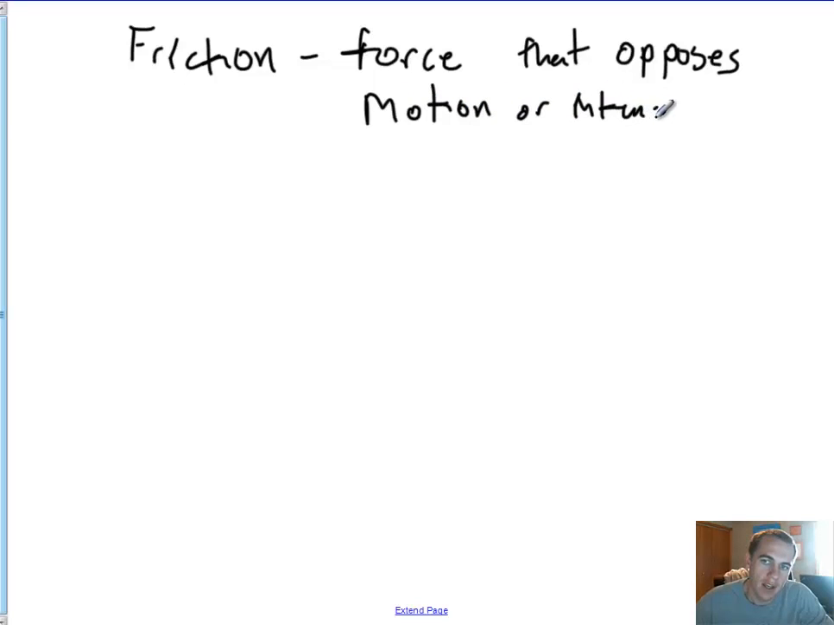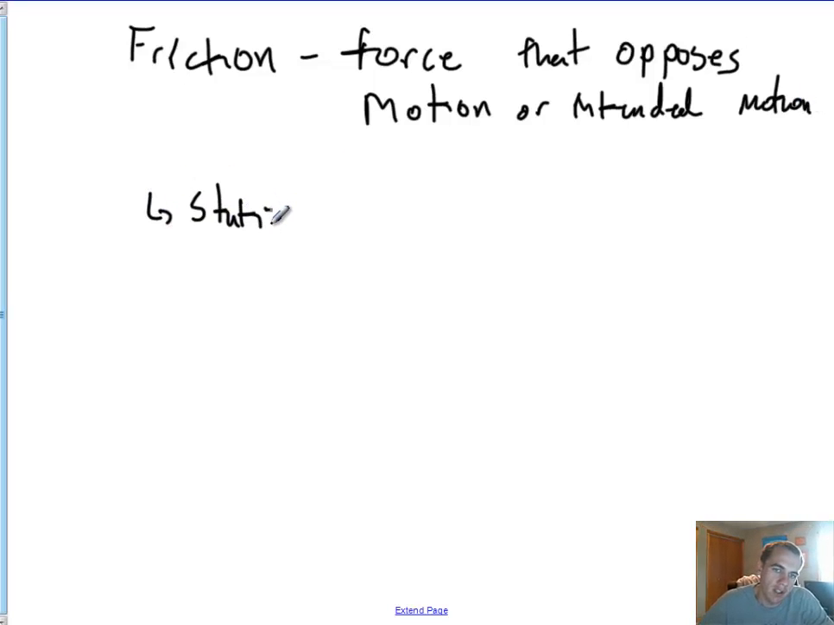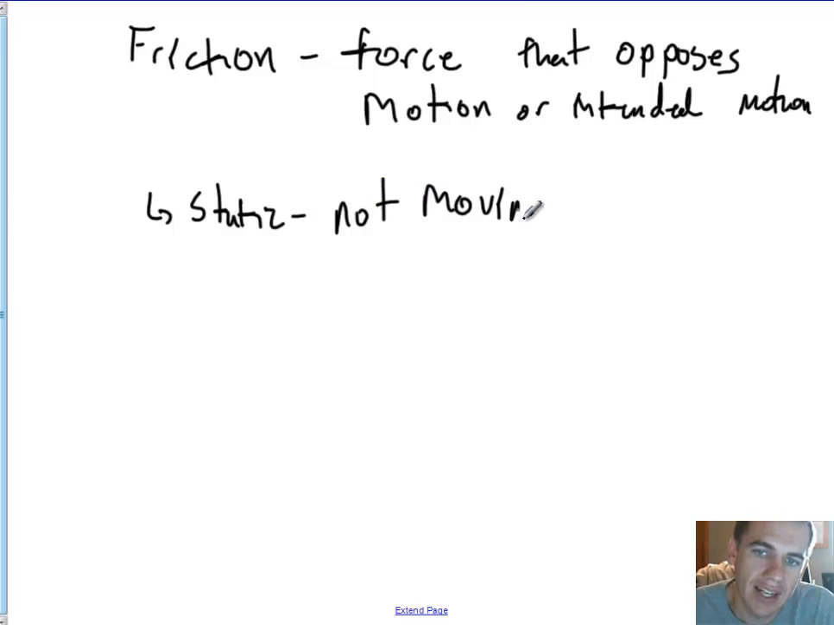Okay. Now there's two types of friction that we're going to talk about. There's static and there's kinetic. Static means not moving. So if two surfaces are in contact but they're not sliding, then it's static friction. If it's a box being pushed across the floor, then it's kinetic friction, while it's sliding.